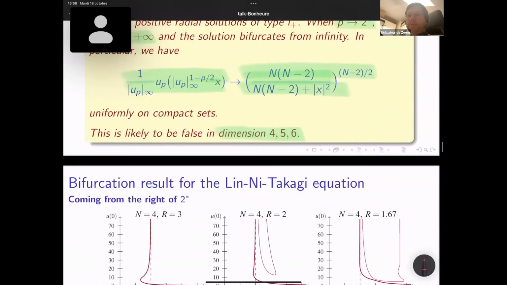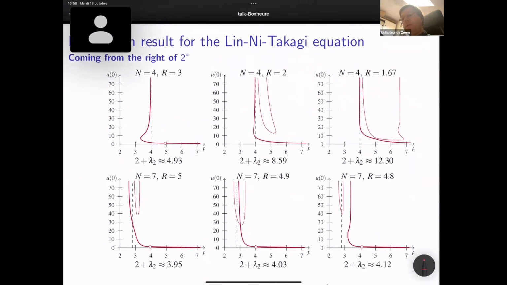Just to give you a flavor that this bifurcation can be very difficult to understand, you see that in the case you have a bifurcation point on the right of the critical exponent, like here or like here, in some cases, at least numerically, the branch goes back to the left and seems to blow up at the critical exponent. But sometimes it doesn't. Sometimes it seems it does not go back, or sometimes it seems it blows up, but on the right of the critical exponent. So things are not so simple.